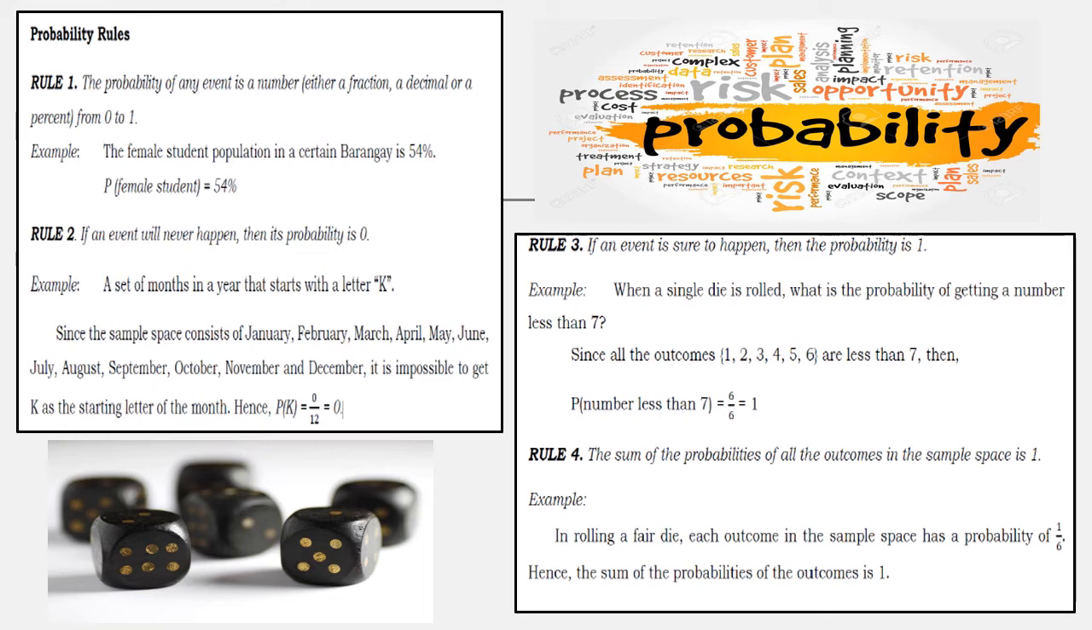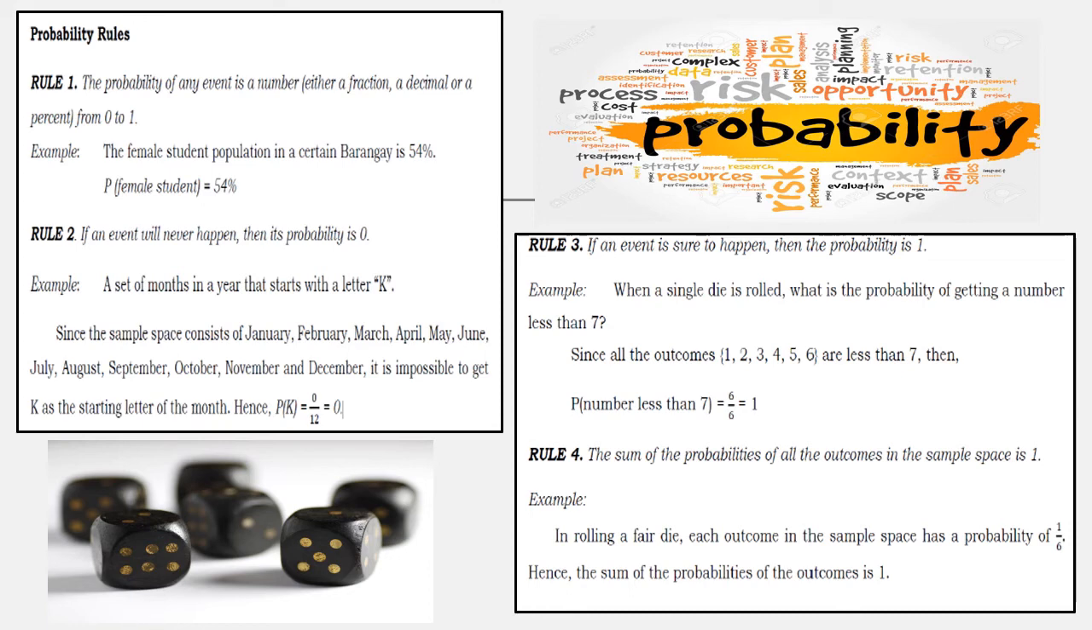Number 2, if an event will never happen, then its probability is 0. Example, a set of months in a year that starts with the letter K. Since the sample space consists of January until December, it is impossible to get K as the starting letter of the month.